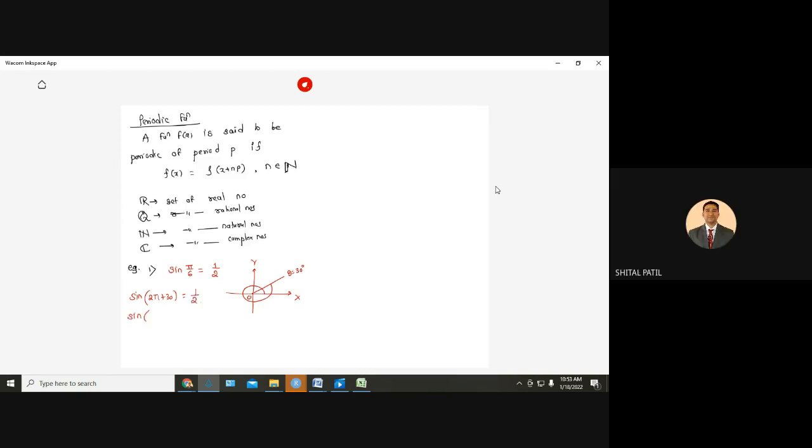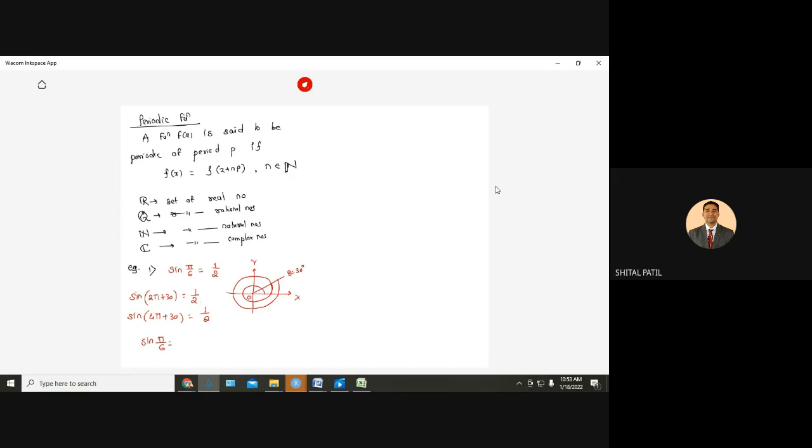Then if I complete the 2 cycles, that is 4 pi and then 30 degrees. Okay, so this is one cycle. And then again I completed one more cycle and again 30 degrees, so again it will be equal to 1 by 2. So the conclusion is that you might have understood sine of pi by 6.